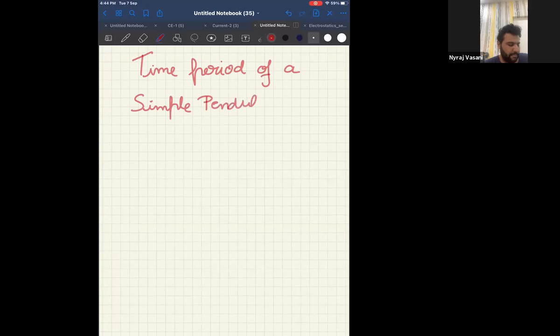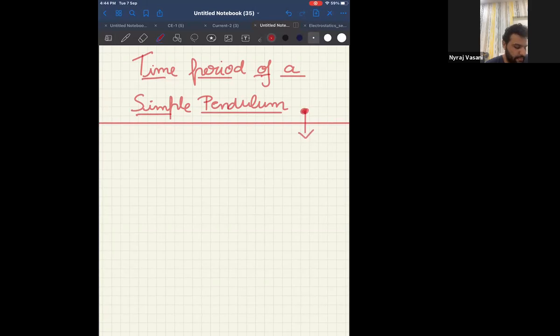Okay. Now we'll do one small topic and then I'll come back to the main topic. So write down the side heading: Time period of a simple pendulum. Write down the side heading.